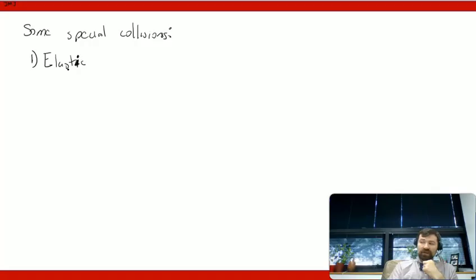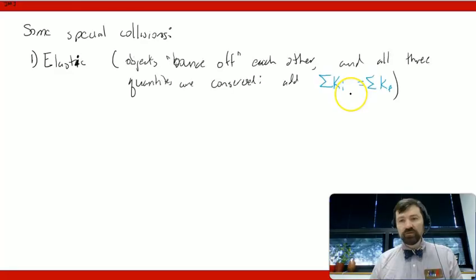They will likely bounce off of each other in some sense, and energy, momentum, and angular momentum should all be conserved. You end up with an extra equation that says the sum of kinetic energies initial and the sum of kinetic energies final are equal. Typically, there could also be some potential energy.